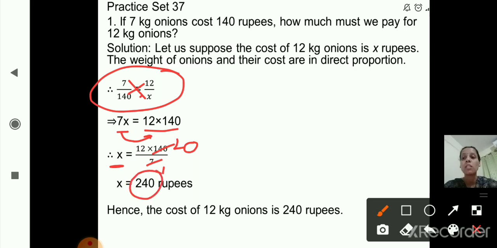So what is the value? x is equal to 240 rupees. Hence the cost of 12 kg onions is 240 rupees. So in this way you will solve.